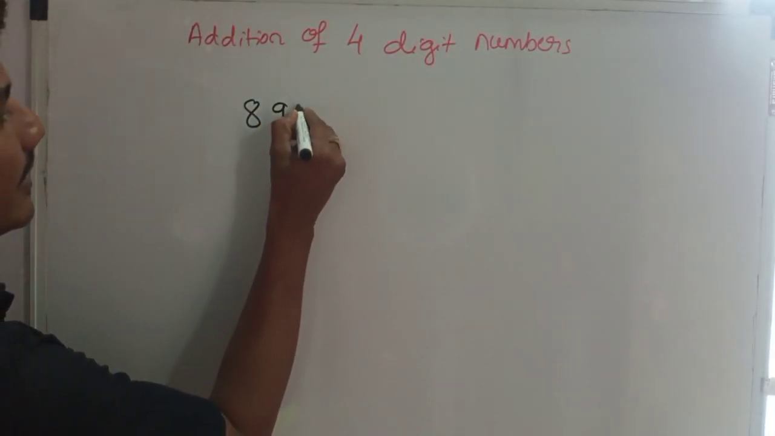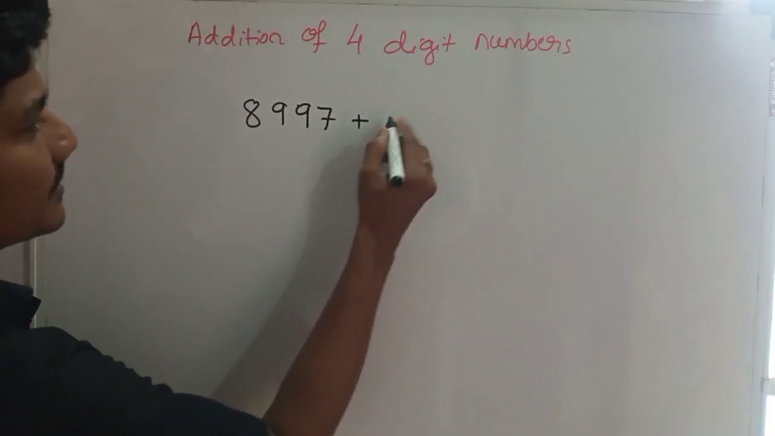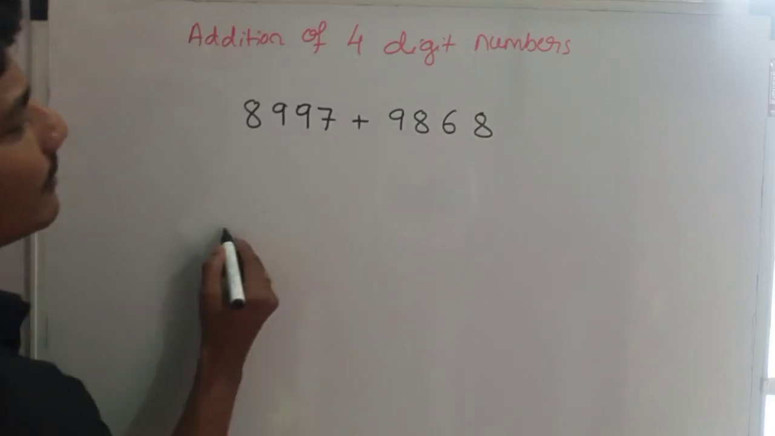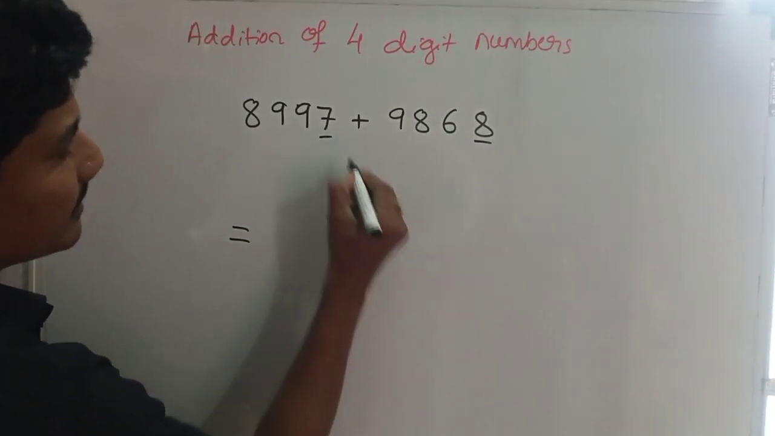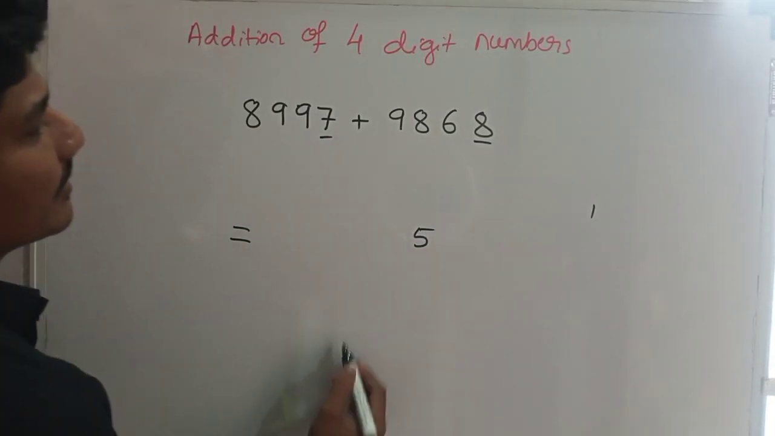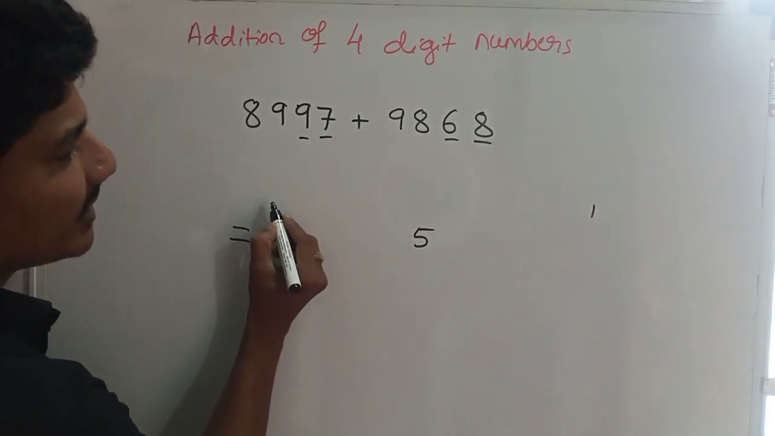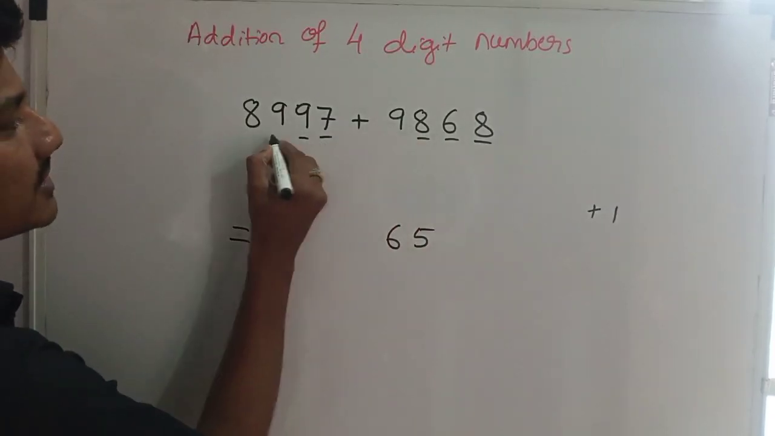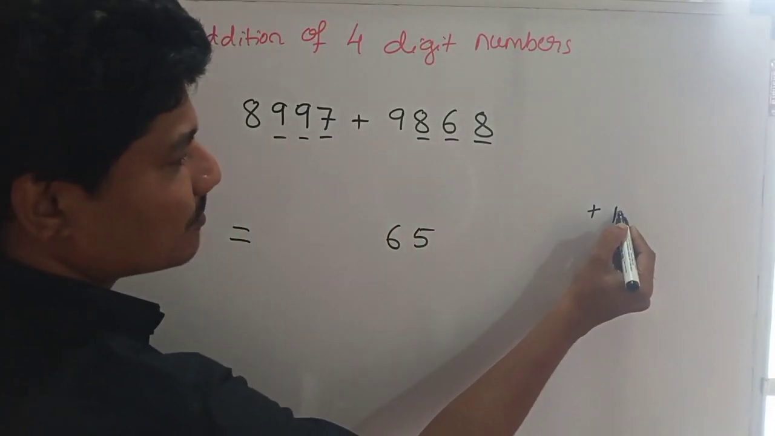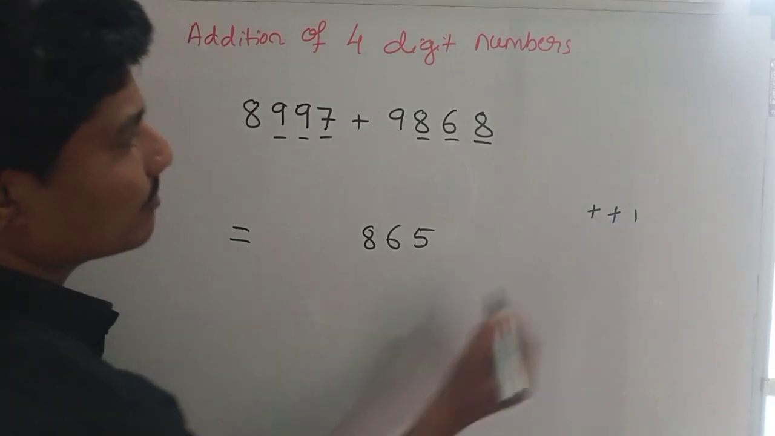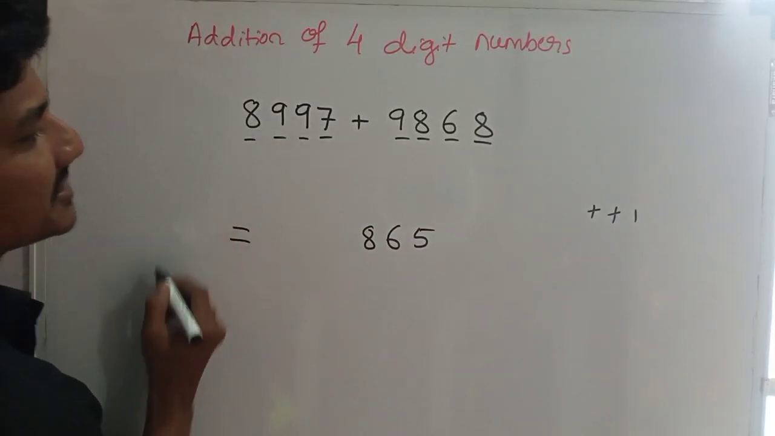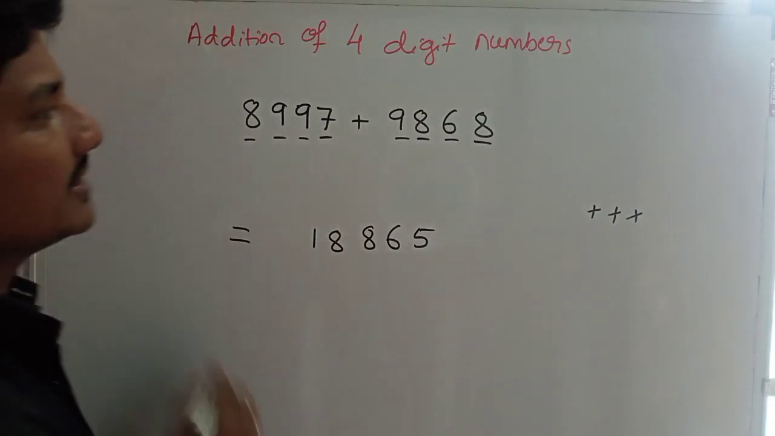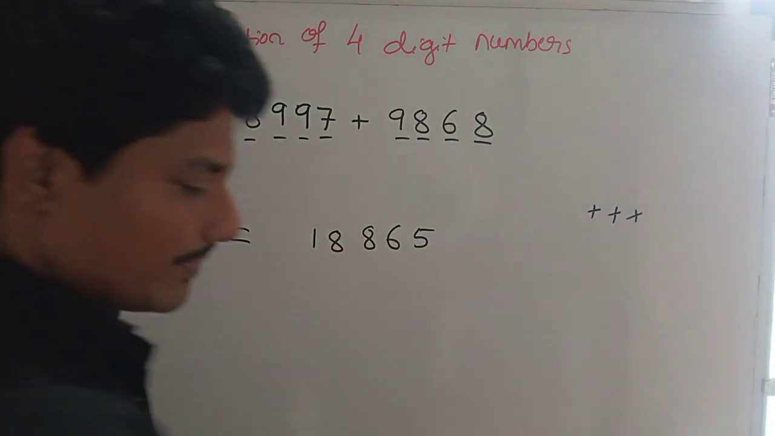Next set of numbers, 8997 plus 9868. 8 plus 7 15, carry 1. 6 plus 9 15 plus 1 16, carry 1. 8 plus 9 17 plus 1 18, carry 1 again. 9 plus 8 17 plus 1 18. 18,865 is the answer.